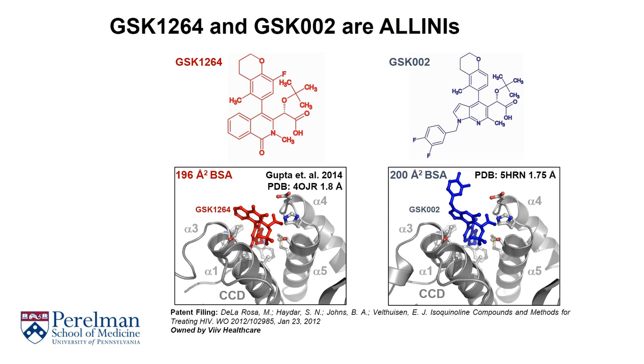In our studies, we focused on two all-INEs from GSK and ViiV Healthcare, GSK-1264 and GSK-002. Both compounds share a common tert-butoxyacetic acid moiety and a biaryl linkage connecting a substituted chroman to a central aromatic ring system. GSK-002 is an N-benzyl substituted azaindole that has a methyl substituted chroman, and GSK-1264 is an isoquinolinone with a fluoromethyl substituted chroman. By X-ray crystallography, both compounds bind to the same site on the CCD with high affinity, burying about 40% accessible drug surface, similar to that seen for other all-INE compounds against the catalytic core domain alone.